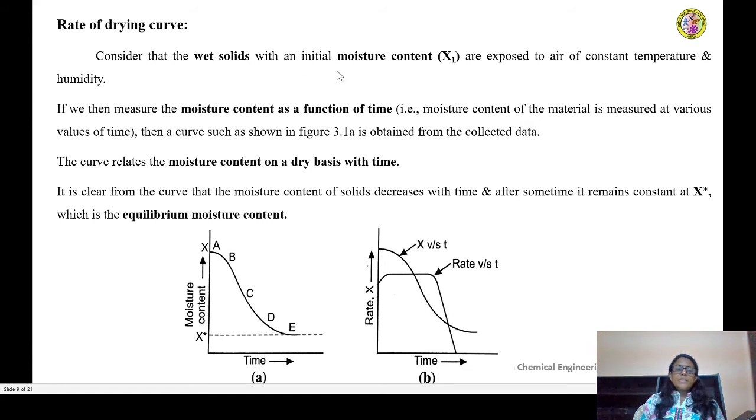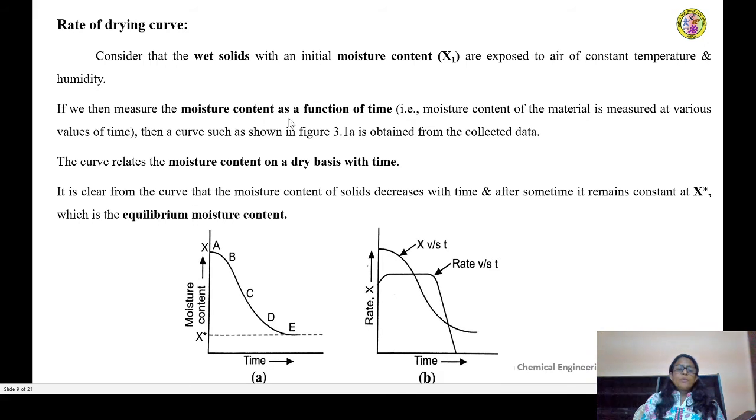Consider wet solids with an initial moisture content X1, exposed to air of constant temperature and humidity. If we measure the moisture content as a function of time, that is, the moisture content of the material at various values of time, then a curve such as the one shown in figure A is obtained from the collected data. This is the kind of curve we can obtain in general.